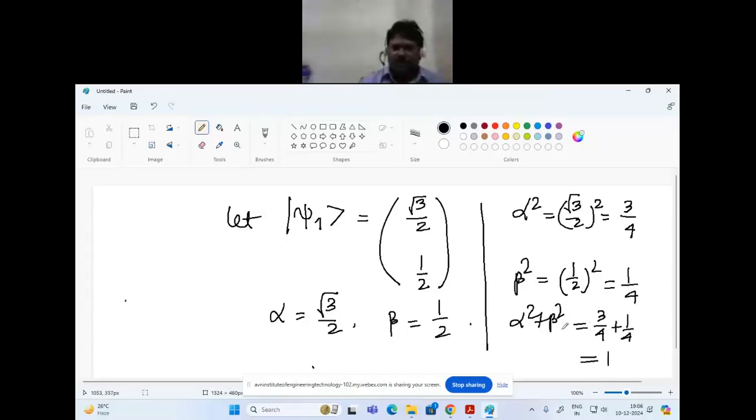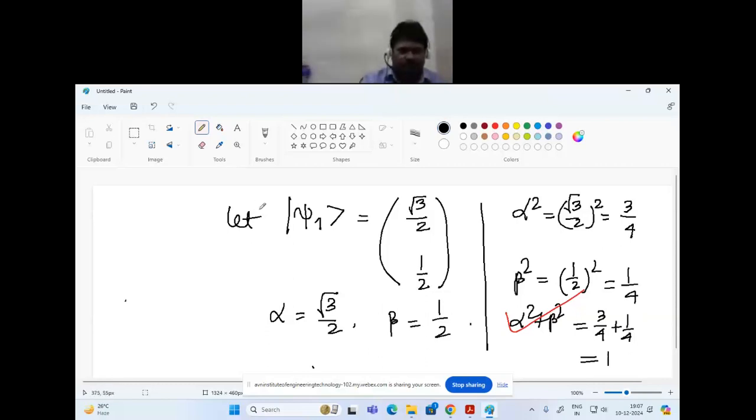This is the most important condition for any vector to be a qubit, any column vector. That means the sum of alpha square and beta square should be 1, then only it will be a qubit. What does it mean? That the probability of this psi 1, this qubit, to be in the position of 0 is 3/4, and the probability of psi 1 to be in the position 1 is 1/4. That means it lies 75% at the 0 position and 25% at the 1 position.